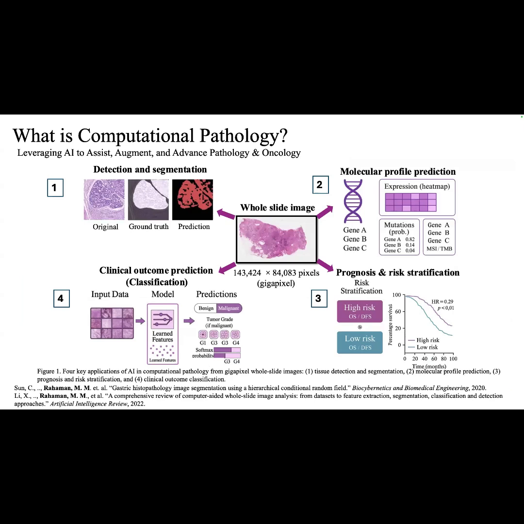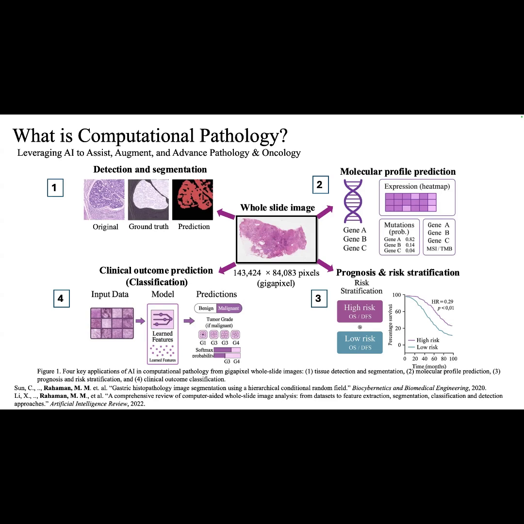In essence, it's about leveraging AI to assist, augment, and advance pathology and oncology. At the center of everything is the whole slide image, a digitalized tissue sample at gigapixel scale. The slide contains enormous information that enables us to accomplish 4 distinct but interconnected clinical tasks. First, detection and segmentation. We can automatically identify the region of interest, tumor versus the normal tissue. So this automates what pathologists traditionally do manually.